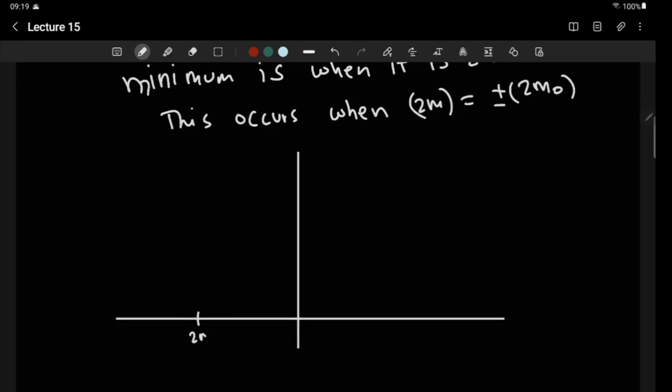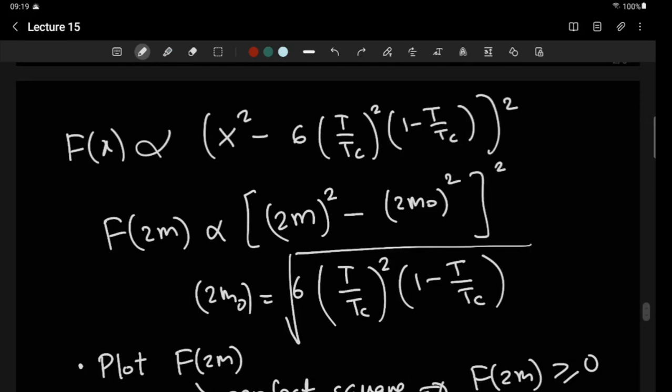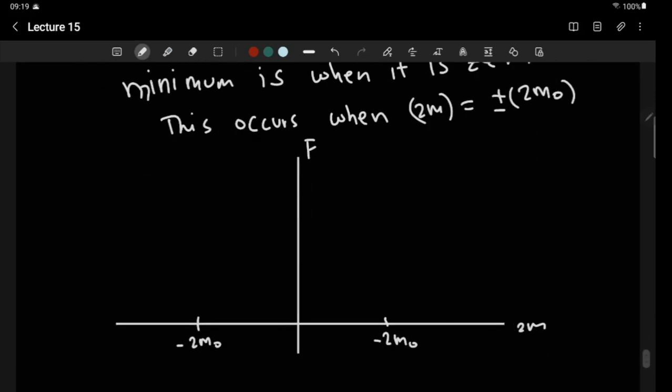So 2m naught, symmetrically. So this is 2m versus f of 2m. Okay, so this function, and what is the value at 0? It is just this, m equal to 0. If you put it here, you get 2m naught power 4, up to some overall proportionality constant. Okay, so just that sort of a thing.